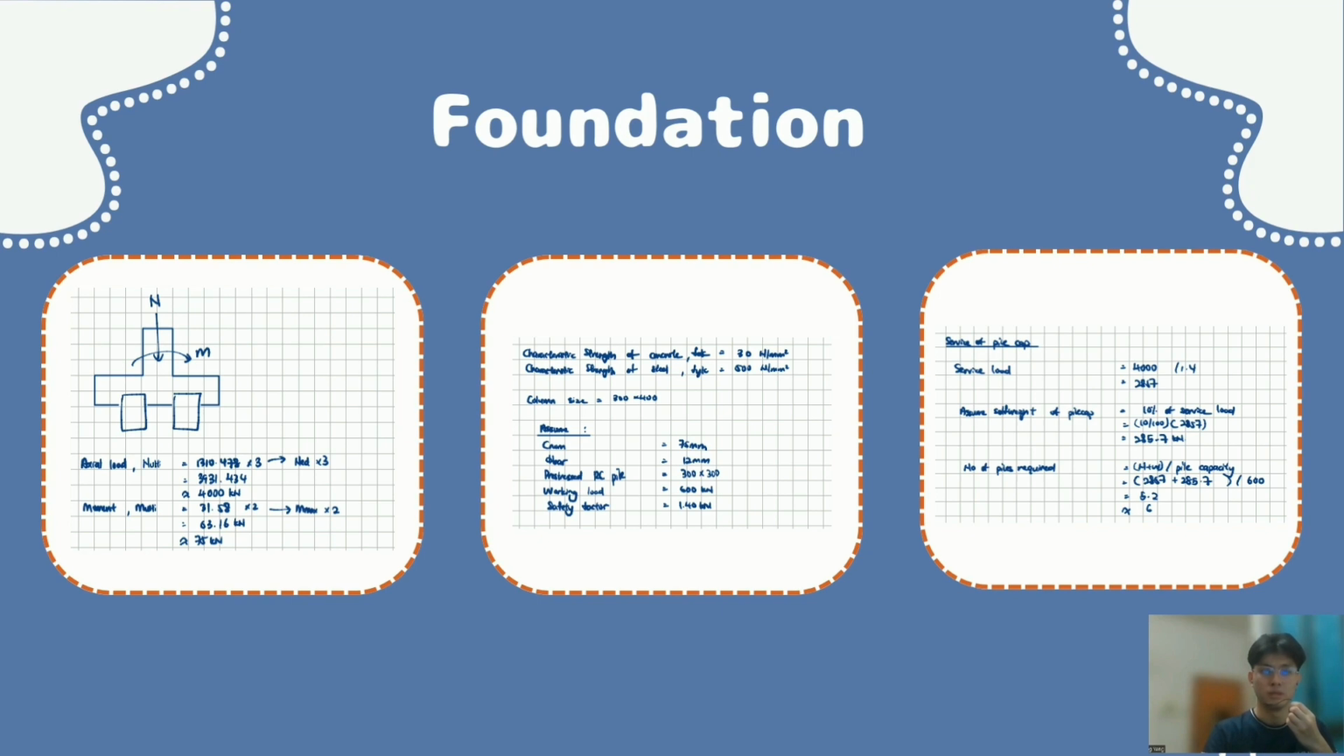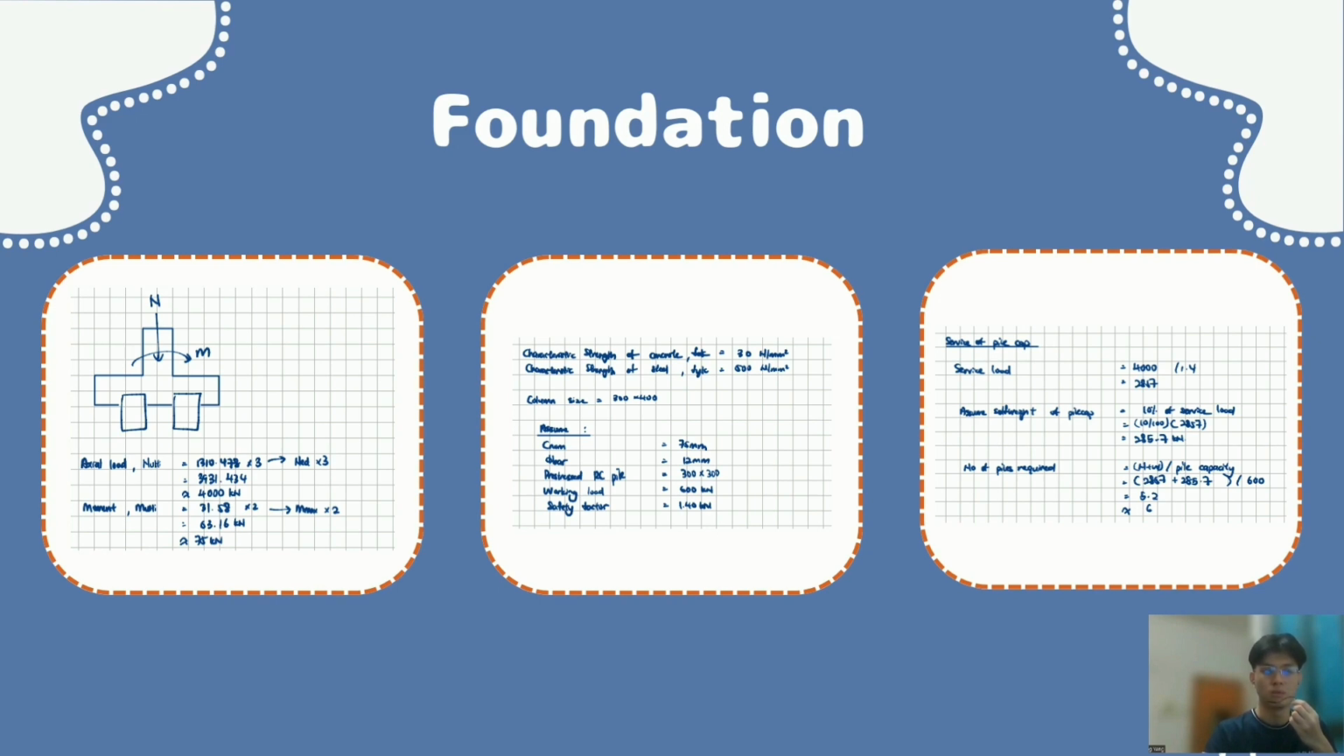Some assumptions are made: the nominal cover for the foundation is 75 mm, and the diameter of the reinforcement bar is assumed to be 12 mm. The pre-stressed reinforced pile is 300 mm times 300 mm. The working load of the pile cap will be 600 kN, and the safety factor will be 1.40.